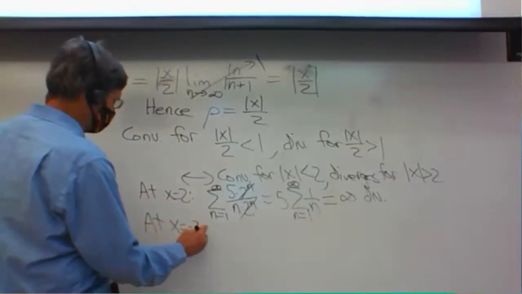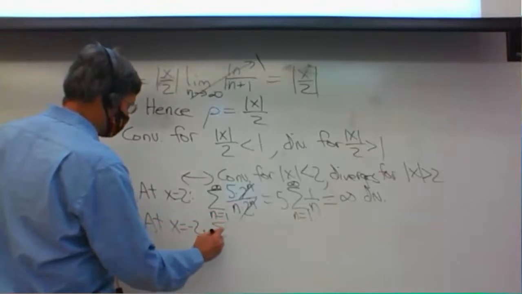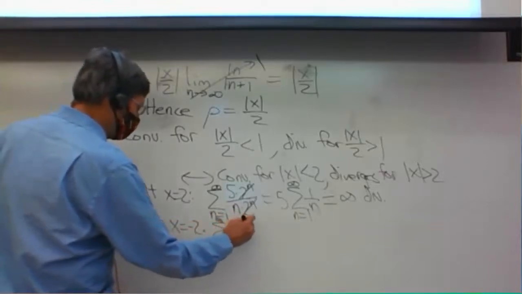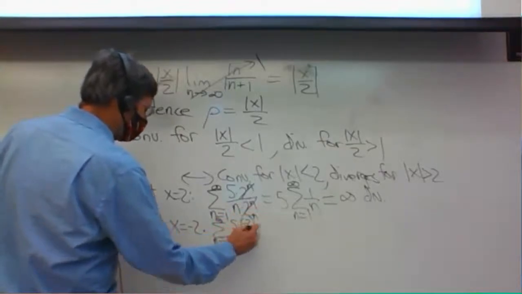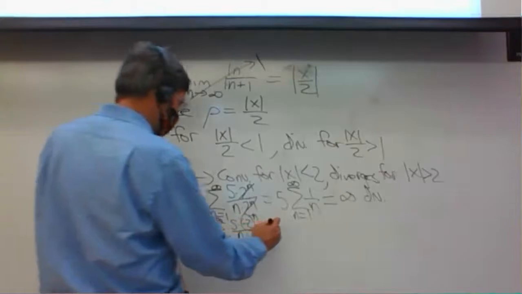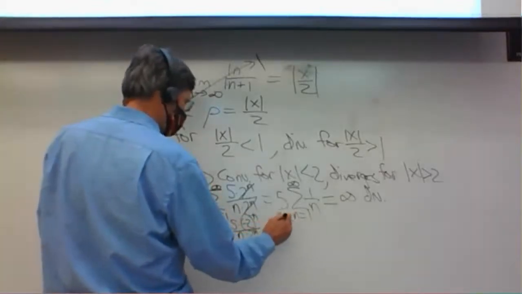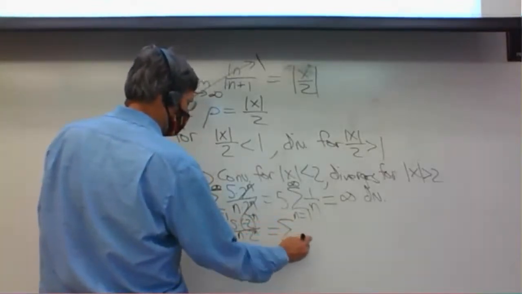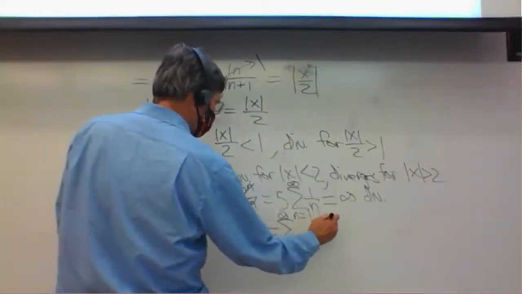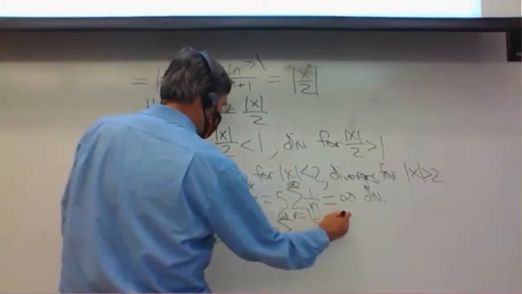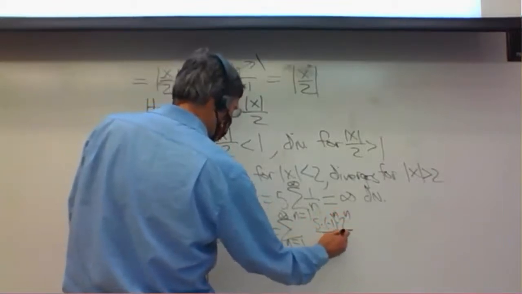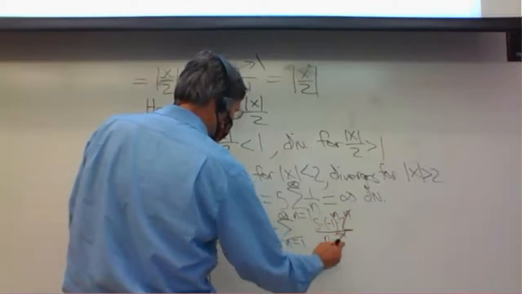So at x equals minus 2, I plug that into the original series. I have sum n equals 1 to infinity of 5 times minus 2 to the n, right? Over n times 2 to the n, just plugging in minus 2 for x. And now that becomes sum n equals 1 to infinity 5 times minus 1 to the n times 2 to the n over n times 2 to the n, and the 2 to the n's cancel now.